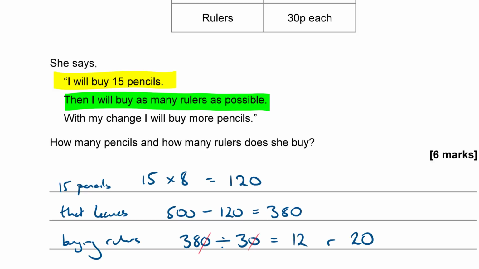Okay, so with my change, I'm going to buy more pencils. So she's bought 12 rulers and 15 pencils so far, but she's got 20p left. So she's going to buy more pencils.